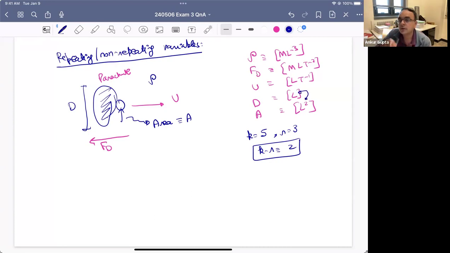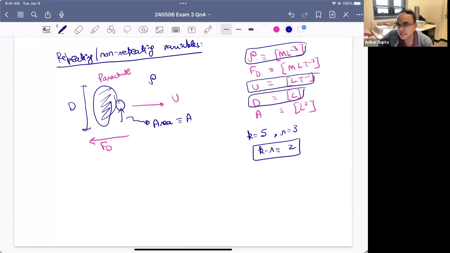I should cover all mass, length, and time. So to cover all mass, length, and time, let's say I pick, for whatever reason, density, or you can also pick MLT minus 2. I'm just trying to keep it simple. I'll say rho, U, D. Okay, and I'll pick these as variables.